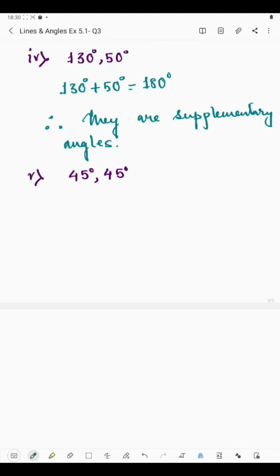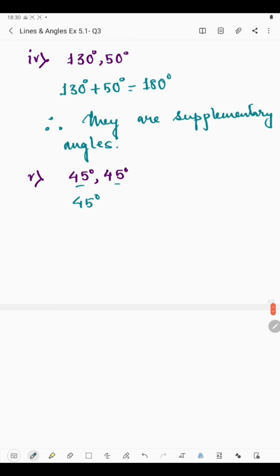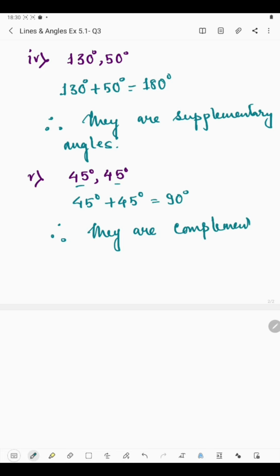Now in the fifth part we have 45 degree and 45 degree, and if you find the sum of these two, we'll get 90 degree. And since we have got 90 degree, so this pair of angles are called complementary. So we'll write they are called complementary angles. Okay.